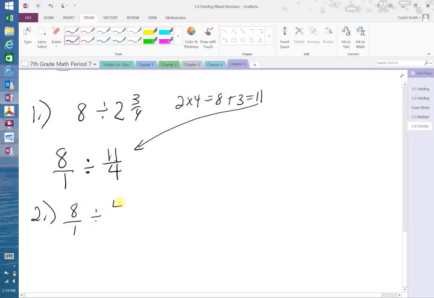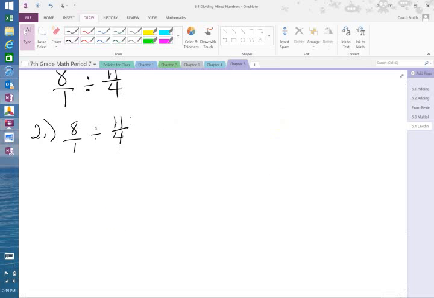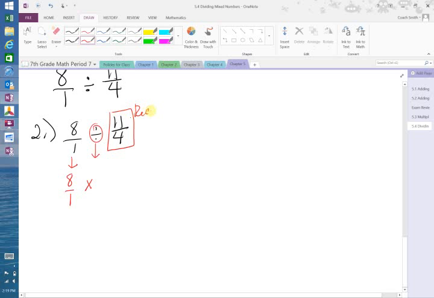Step 2. I'm rewriting the problem because I want to make sure everybody understands what we are doing in each step. 8 over 1 divided by 11 over 4. Step 2 is we change it to multiplication. So this one just comes down. That changes to multiplication. And we do the reciprocal of 11 over 4, which is 4 over 11.